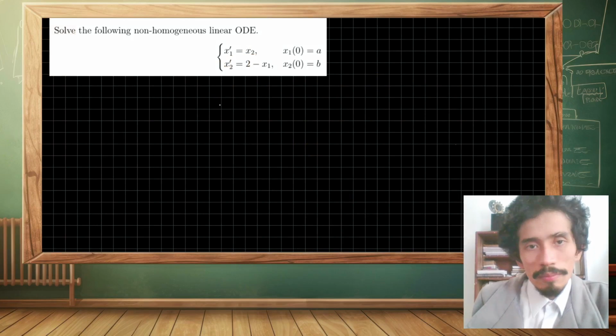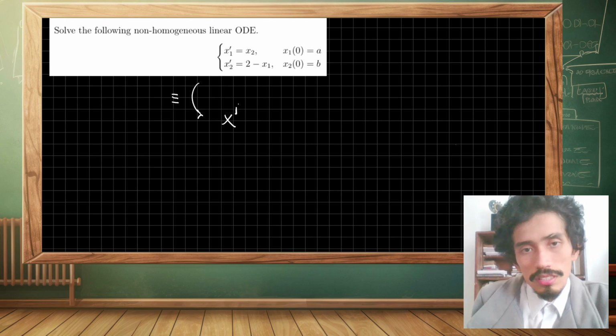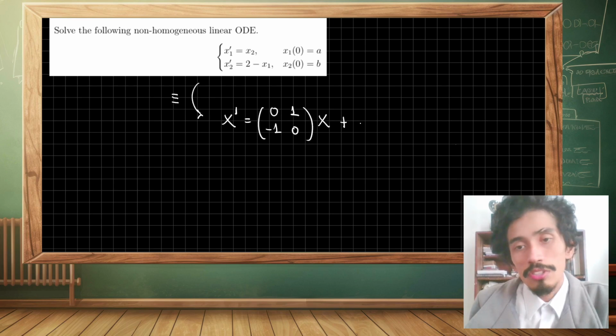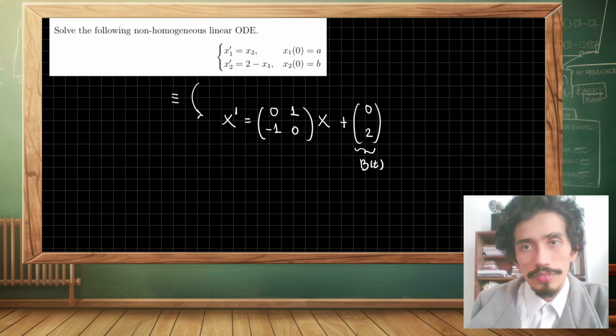This system can be equivalently written as a matrix multiplication of [0, 1; -1, 0] times the vector x, plus a non-homogeneous term, which is b of t, that we know is equal to (0, 2). So this will be our non-homogeneous term. Let's write it here.